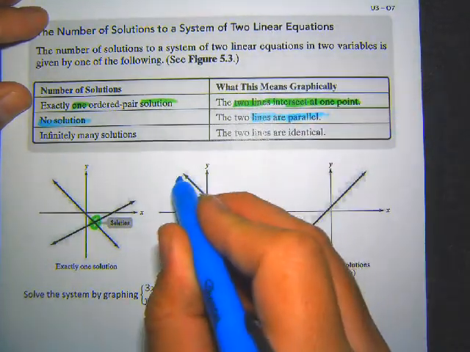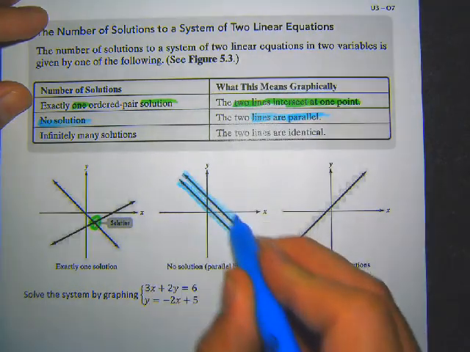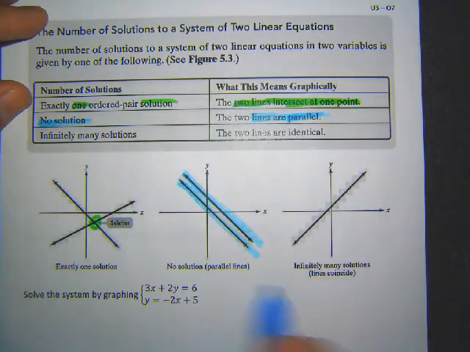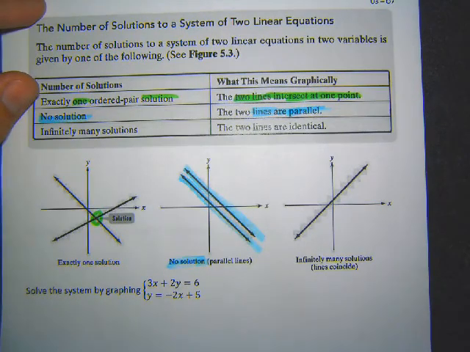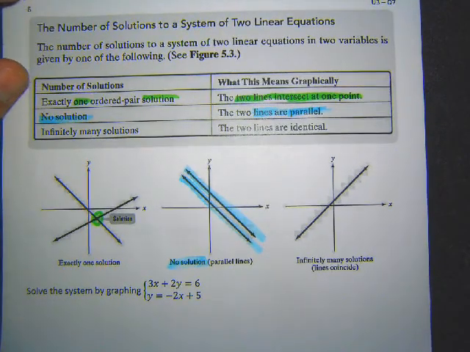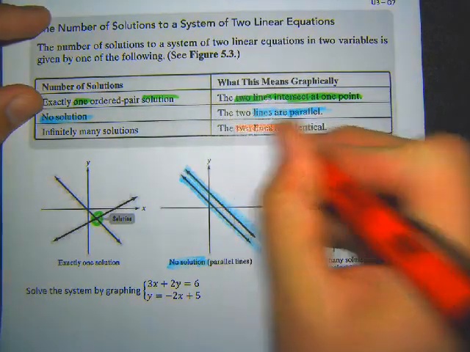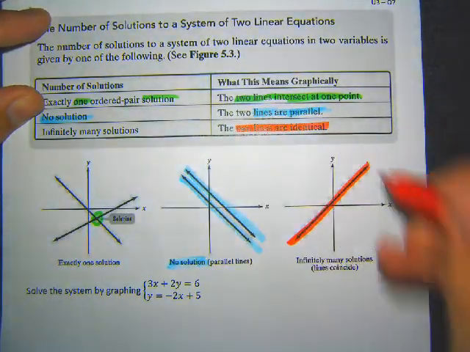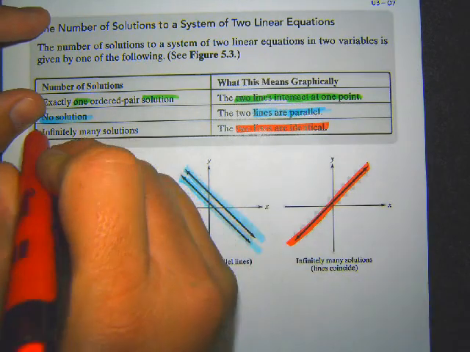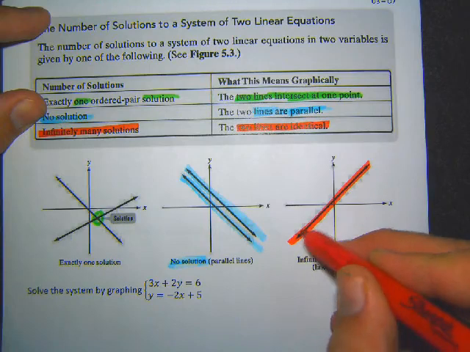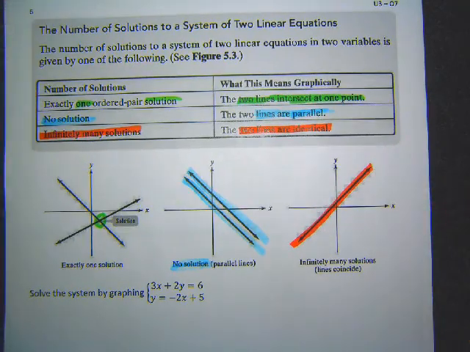So if you have these parallel lines like this, they will never cross because their slope matches. There's no solutions to those. Last thing you could have is two lines that are identical. And if the two lines are the exact same line, then there are lots of solutions to the pair of equations because every single point on the line is a solution because it's on both lines.